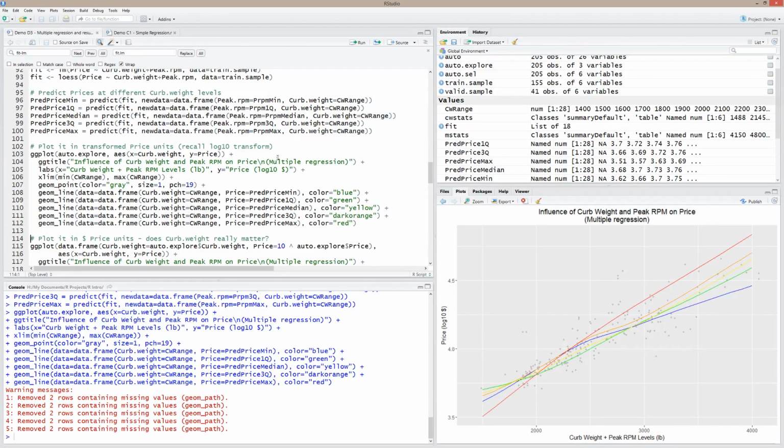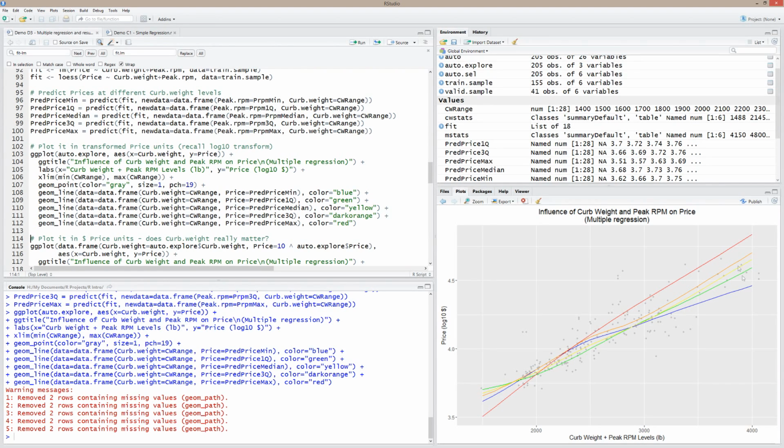We have some data outside this range, and interesting things happen here. The blue line corresponds to the lowest level of peak RPM, and you can see that in the mid-range it's as good as the highest revving engines on cars. Later on it drops off. That means the low revving engines will produce the lowest predicted price.